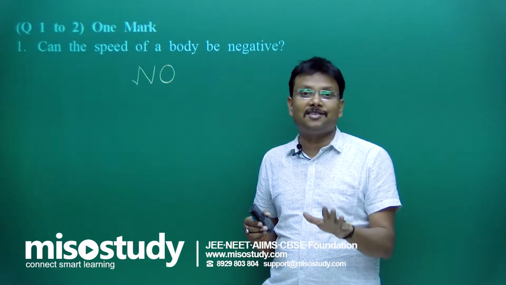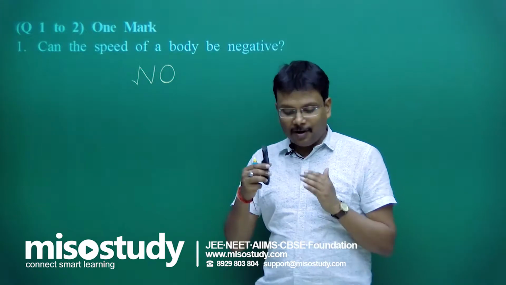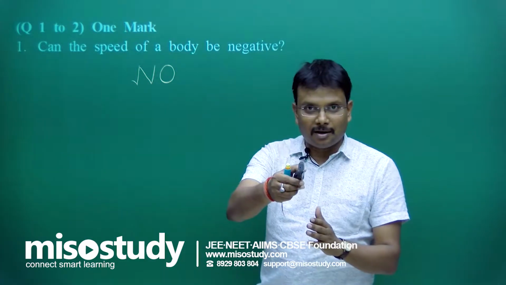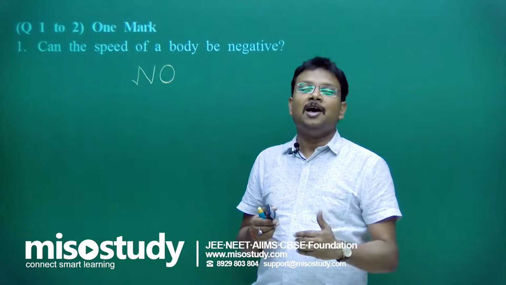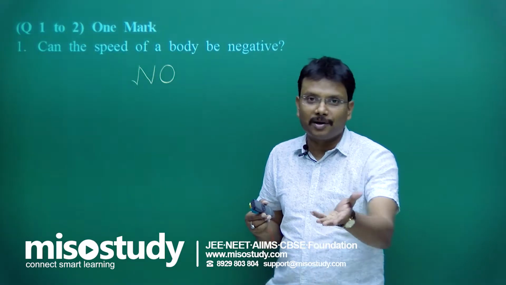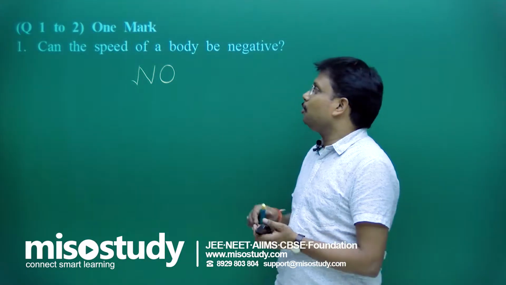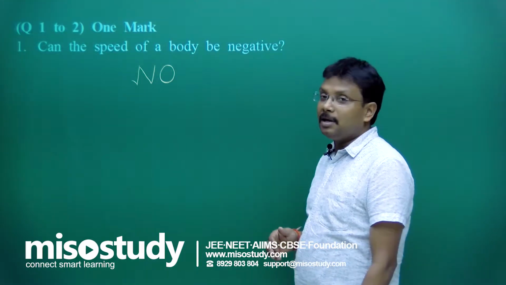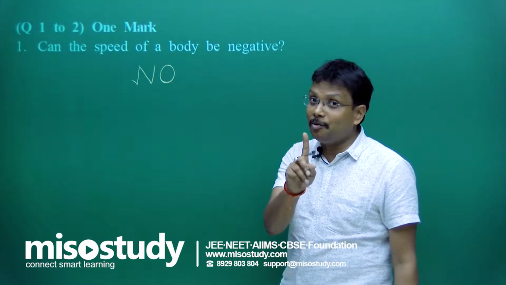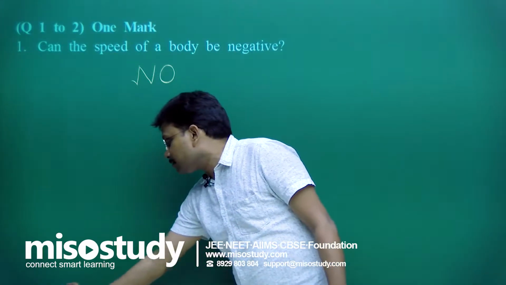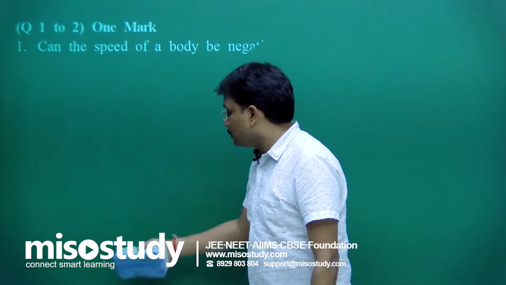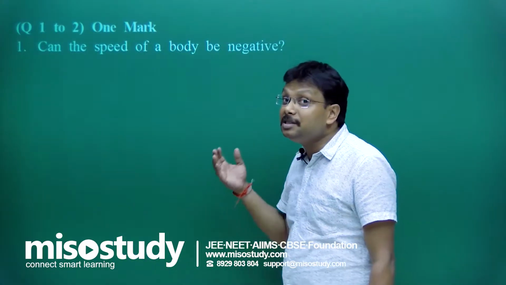So for distance, direction is not required. Say for example, if I am saying I am moving some distance towards the camera, which is in front of me, so it cannot be negative. Distance means I am moving towards the camera, that's it. So the speed of a body cannot be negative, and distance also cannot be negative. Fine. So this is the way of providing the answers to these questions.